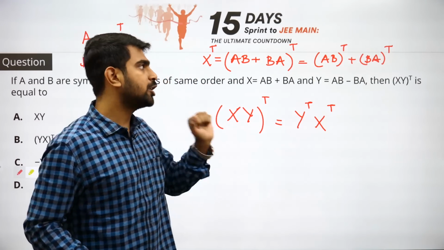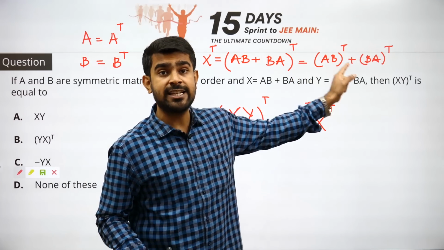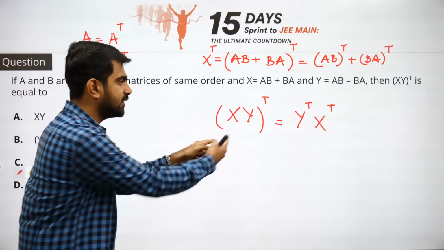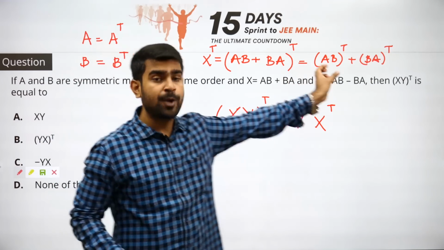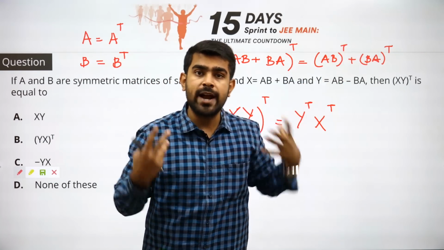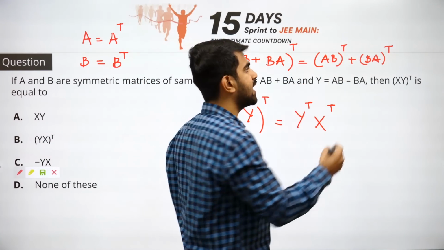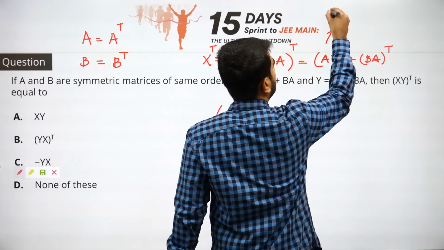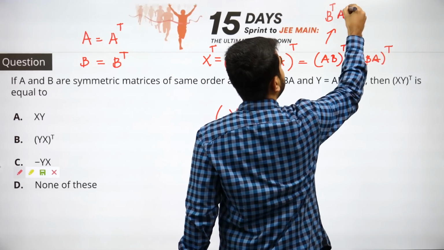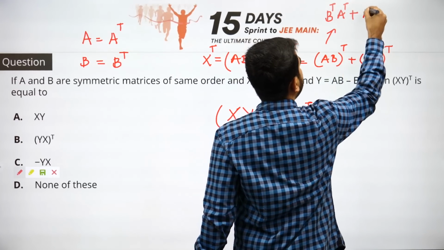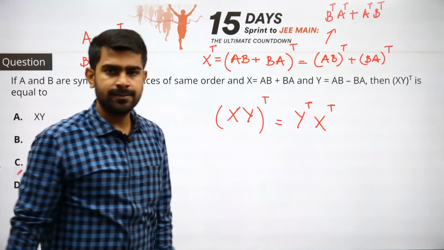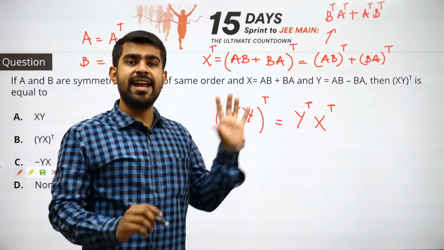Why, sir? Because I still can expand this. Isn't that right? Because that is exactly what I did here. When I have a product to the transpose, what do I do? I reverse it and transpose. So this is going to be equal to B transpose A transpose plus A transpose B transpose. Isn't that right? That is going to be my X transpose.